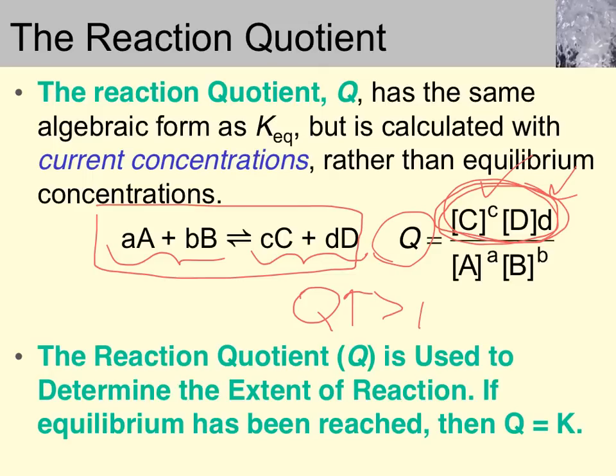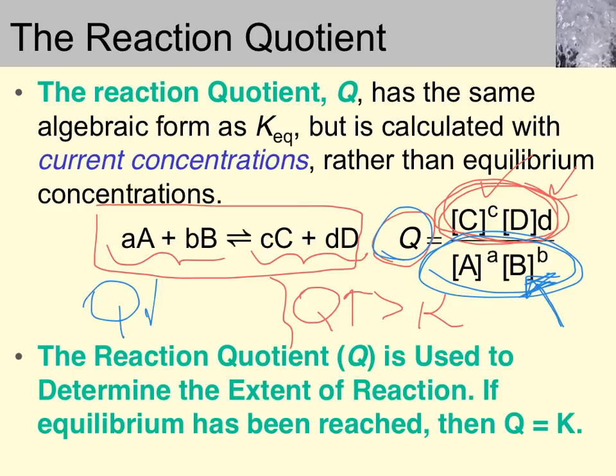So I might end up with a scenario where Q is greater than K, okay? Or let's imagine that I had a ton of reactant left. The reaction hadn't proceeded very far. So if I have way too much reactant than I'm supposed to for an equilibrium condition, that'll make Q very small, okay? So if you have a large denominator, the value is going to be small. So there will be other cases where Q is much less than K. And depending on the relative position of Q, it tells you which direction your reaction needs to go to reach equilibrium.